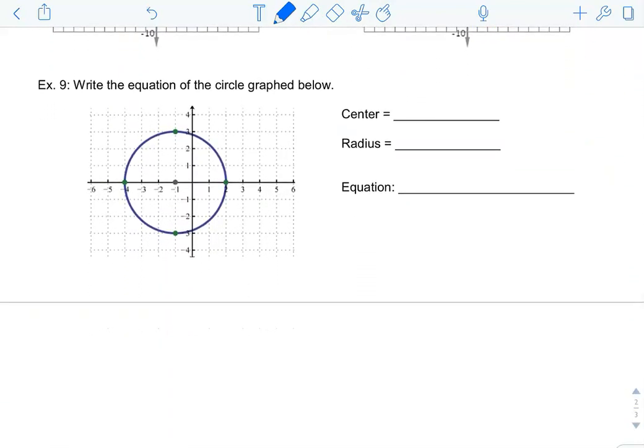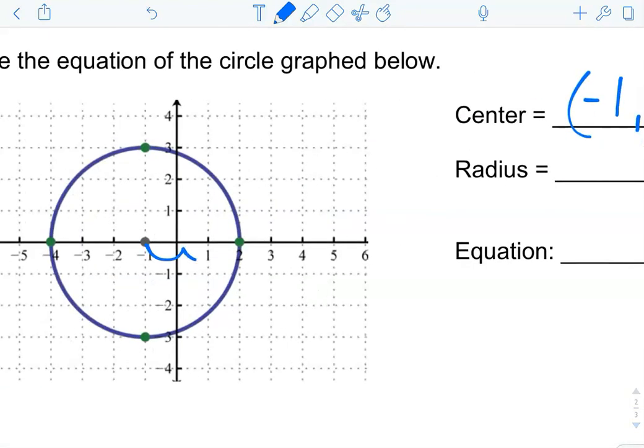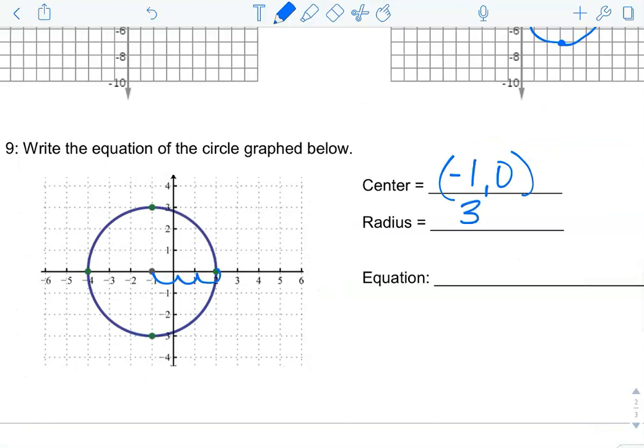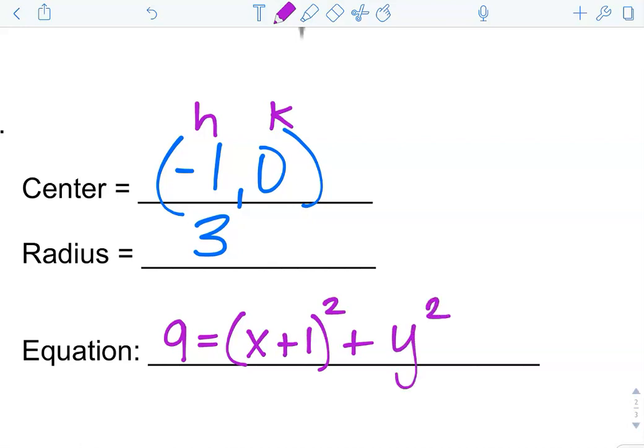So this is the last one. Here we're writing the equation given the graph. So we've got this laid out really nicely on the right side where we need to know our center and our radius to write our equation. So the center looking at the graph is negative 1, 0. Radius, if I count from the center out, would be 3. So when I go to write my equation, I know that my center is h and k. My radius squared would become 9. And I would have x plus 1 squared plus, and I could just do y squared since k is 0.